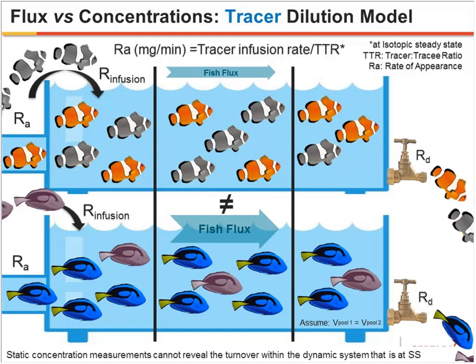This would give us some information indirectly, through the knowledge of the tracer infusion rate as well as the tracer to tracee ratio that we can see in our sample, as to what was the original rate of appearance that we saw in our tanks.